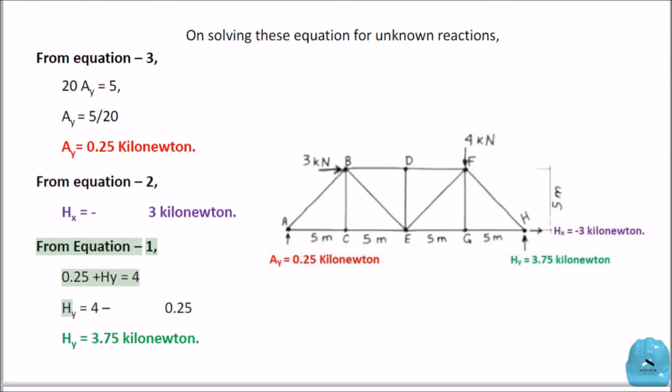From equation 1, 0.25 plus Hy equals 4, Hy equals 4 minus 0.25, Hy equals 3.75 kilonewton.